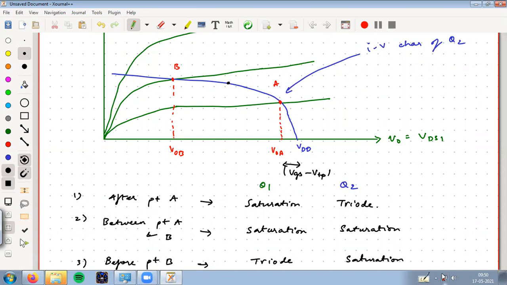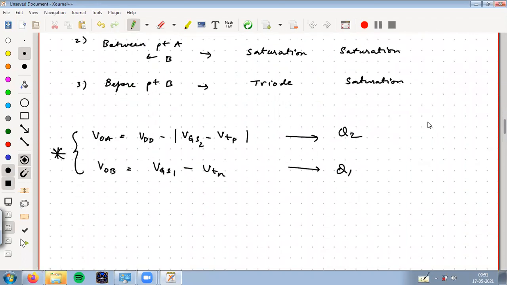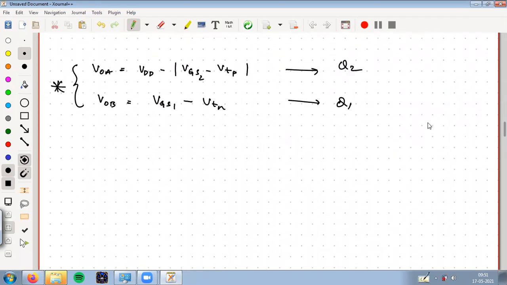So when I write VOB, it is straightforward, right? VOB is VGS1 minus VTN. Remember, to attain saturation, the minimum condition is VDS equal to VGS minus VT. This VDS is nothing but VOB in this case. So this VGS becomes VGS1 because it pertains to transistor 1, and VT becomes VTN. So that is what I've written down: VOB equals VGS1 minus VTN.